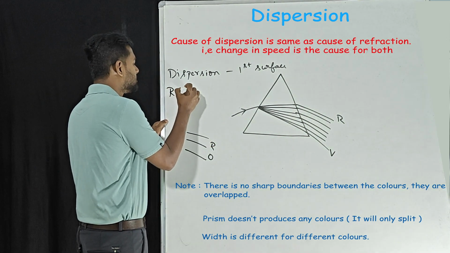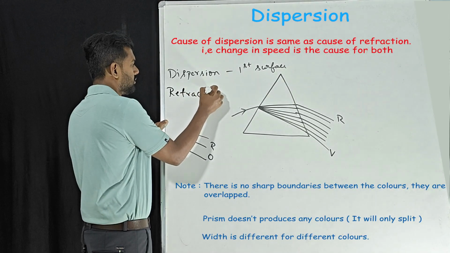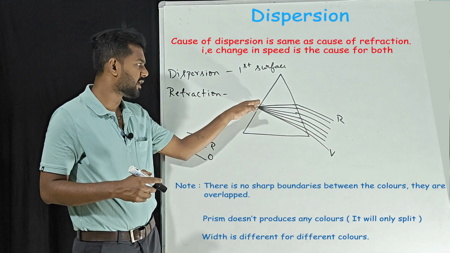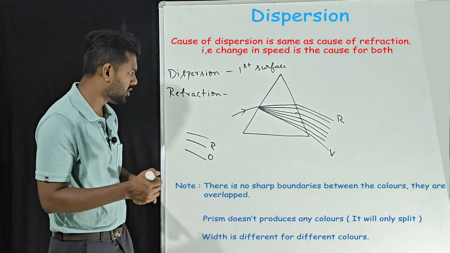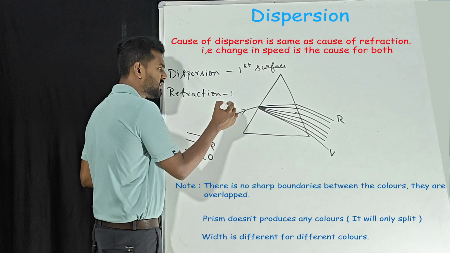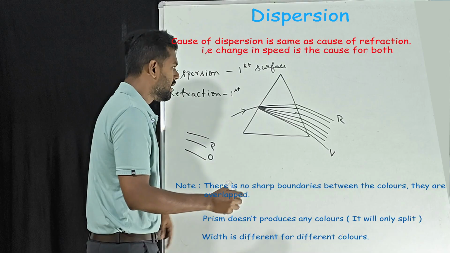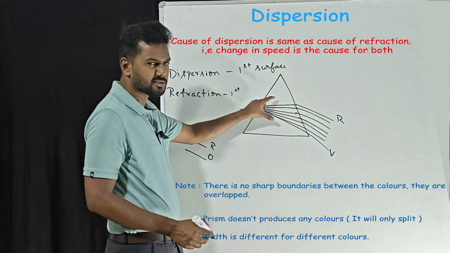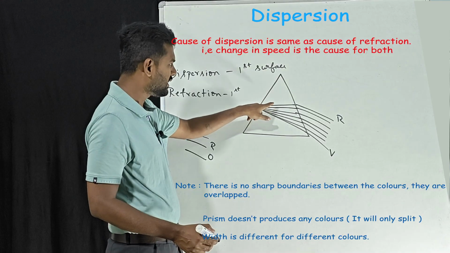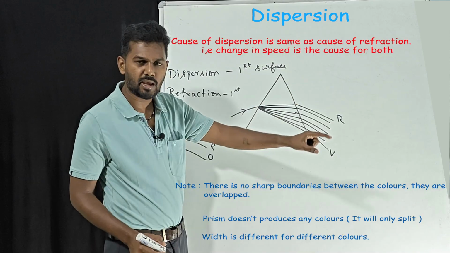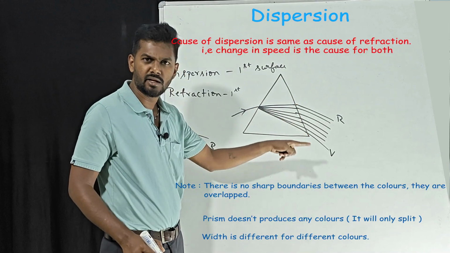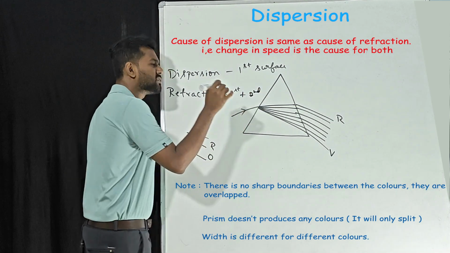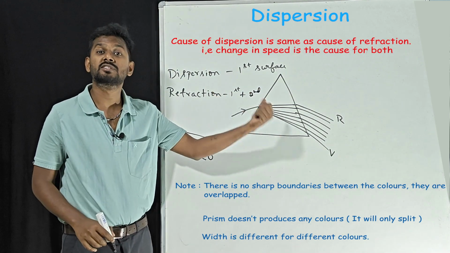Then refraction. Where is refraction happening? The light is entering here, there is a change in angle, right? So there is one refraction at the first surface. Then initially it is from air to glass, correct? Now it is from inside glass to air. Again there is a change in angle, right? That means there is one more refraction. So refraction happens at both the surfaces of the prism.